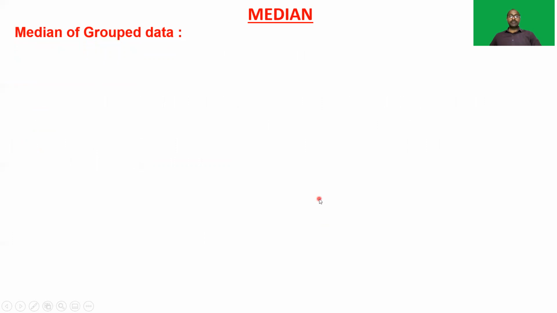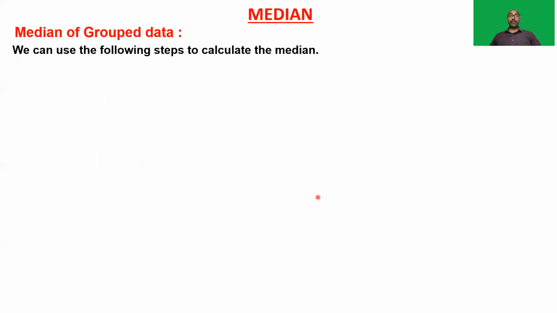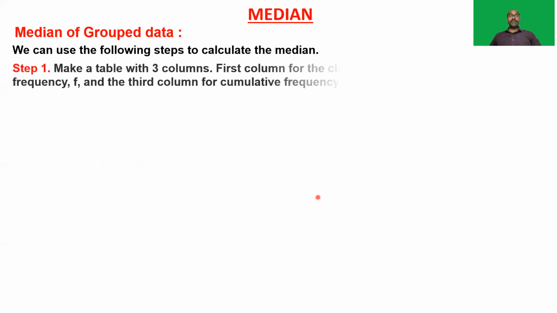So we use the following steps while calculating the median of grouped data. So first step is make a table with 3 columns. First column for the class interval, second column for frequency, we denote with f, and the third column for cumulative frequency, which is denoted by CF. We have to take 3 columns. First column for class interval, second column for frequencies, and the third column for cumulative frequencies.